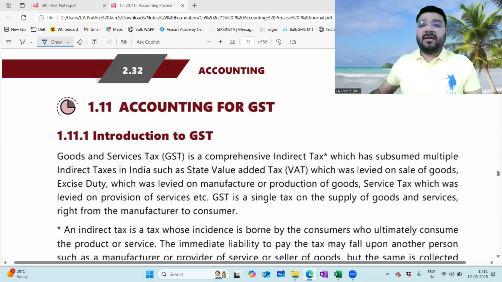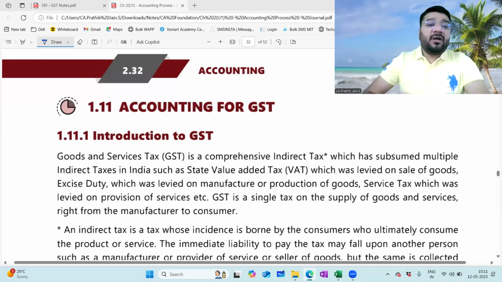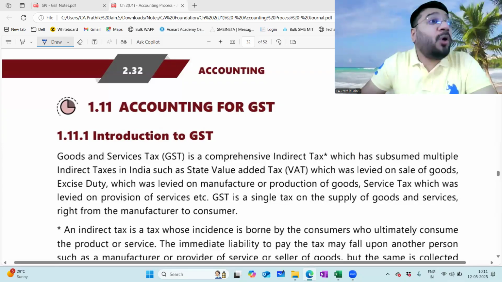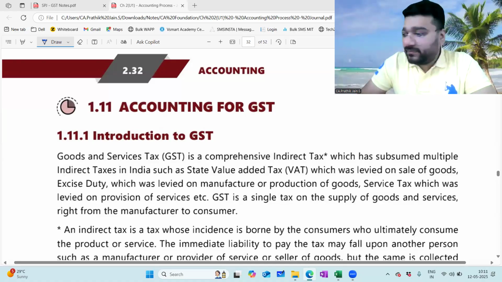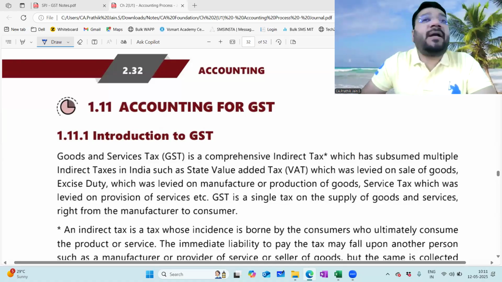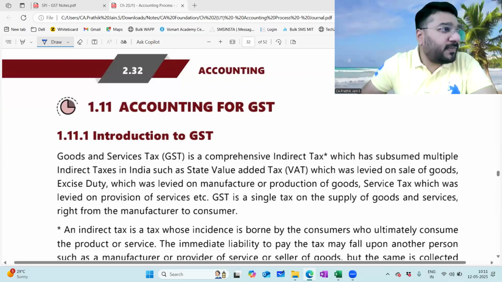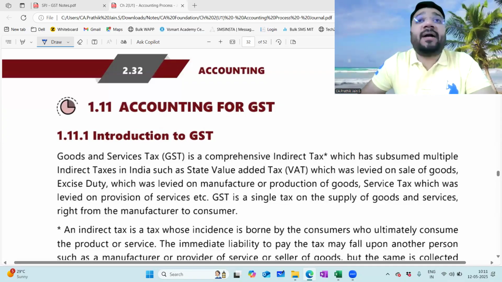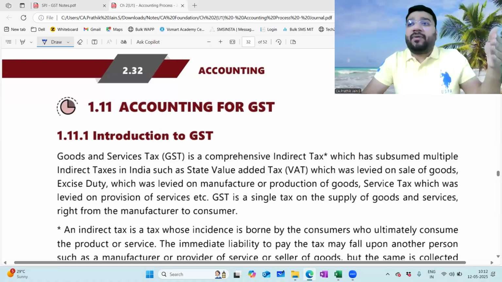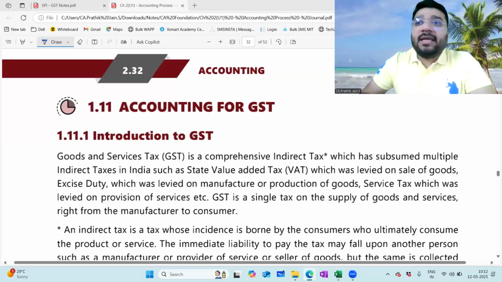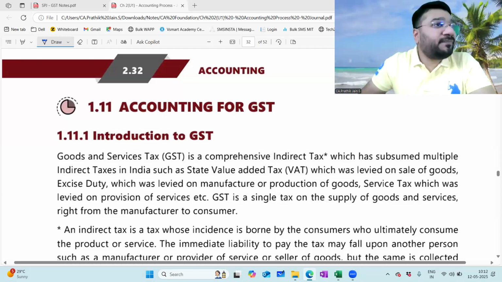So, yes, here we begin with the brand new concept where we are going to learn, first of all, what is the meaning of GST, and then how do we do the accounting for GST. This unit in particular got recently introduced when the new scheme was announced. I had mentioned that up to 2023, we had one scheme of foundation course, inter and final course. In 2024, the entire CA course underwent a change.